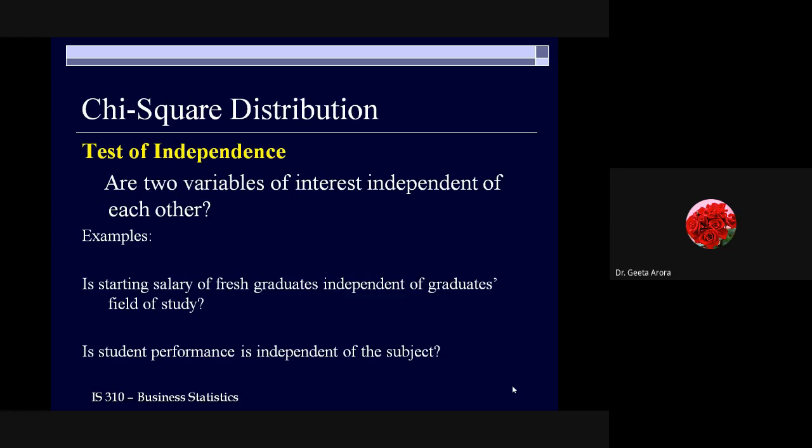Similarly, is student performance independent of the subject? Again, it depends. Sometimes the subject is easy, and even without preparation we get good marks. And sometimes we prepare a lot and are mentally prepared for everything, but our performance is still not up to par. So if we want to find out whether student performance depends upon the subject or is independent of it, we have to go for the chi-square test of independence.